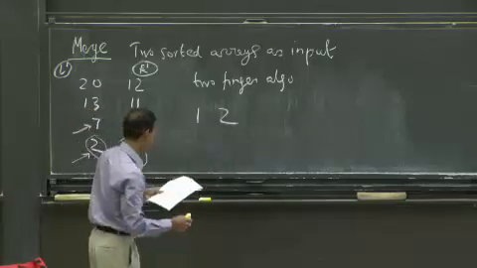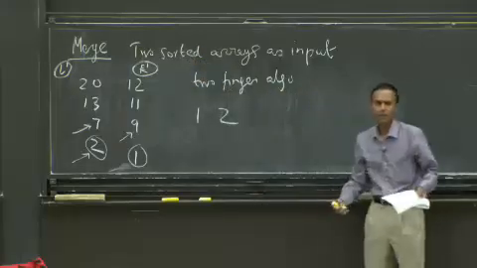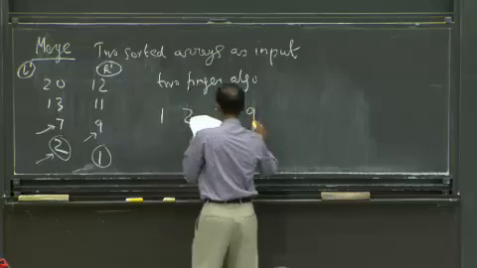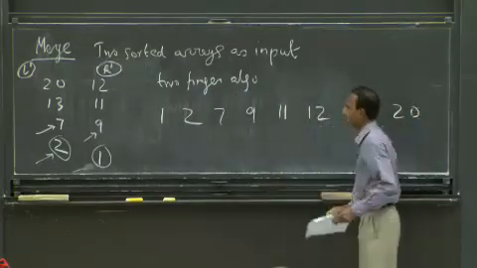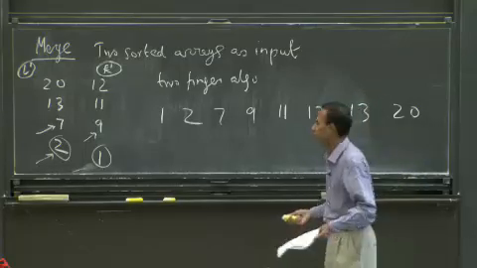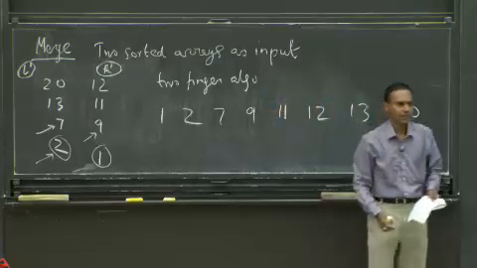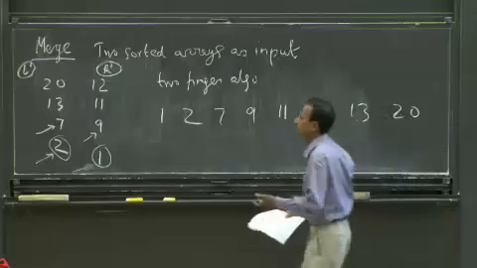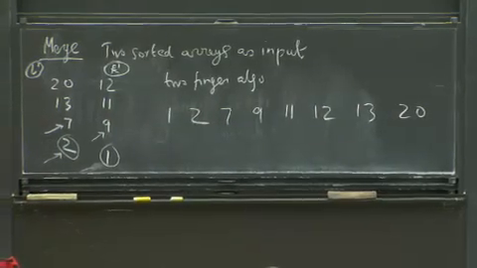I won't bore you with the rest of the steps. It's essentially walking up, you have a couple of pointers, and you're walking up these two arrays, and you're writing down 1, 2, 7, 9, 11, 12, 13, 20. Okay? And that's your merge routine. And all of the work, really, is done in the merge routine, because other than that, the body is simply a recursive call. I mean, you have to obviously split the array, but that's fairly straightforward.